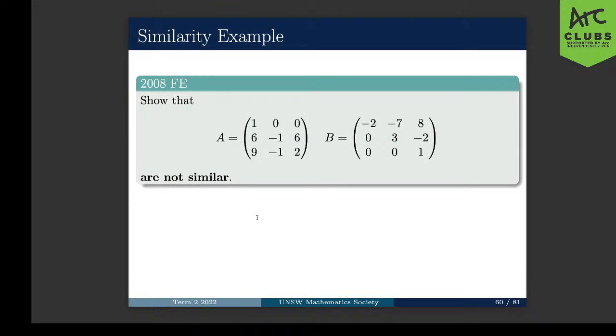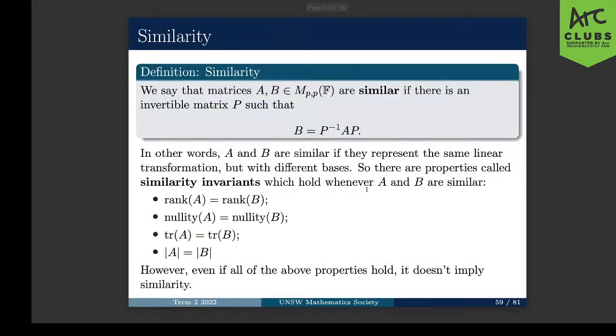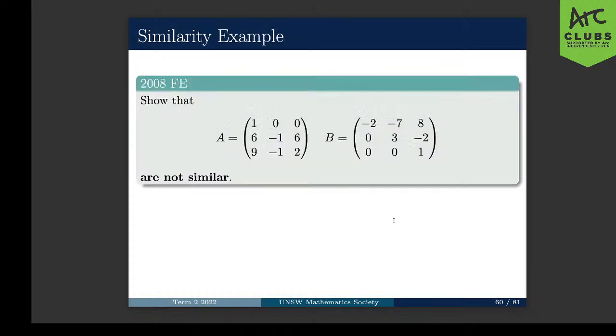So let's try it on this example. Let's try to show that A and B are not similar. The logic here is to use the contrapositive. If you look here, if A and B are similar, then all 4 of these hold. So the contrapositive would be if any of these don't hold, then A and B are not similar. So all we have to do is show that one of these similarity invariants doesn't hold.